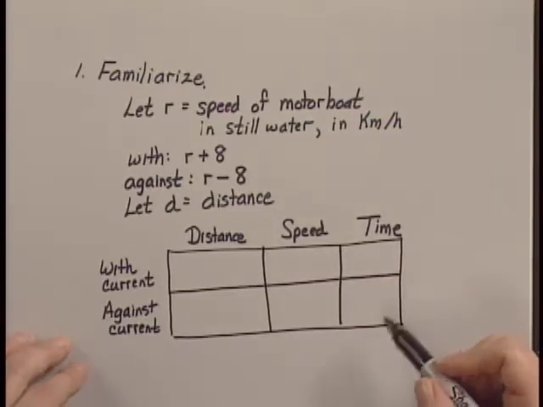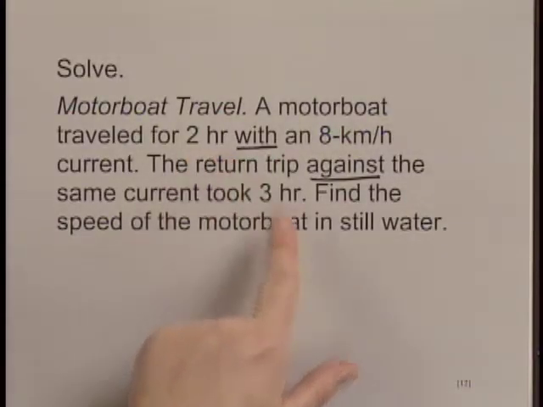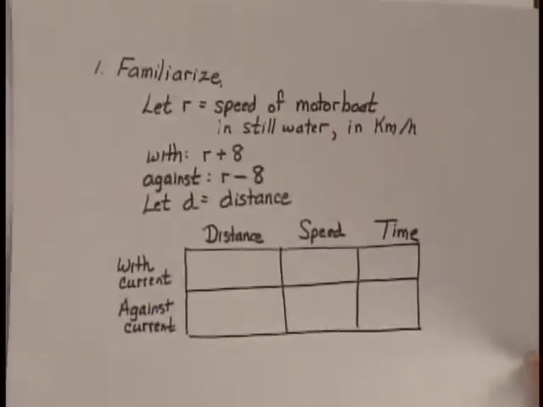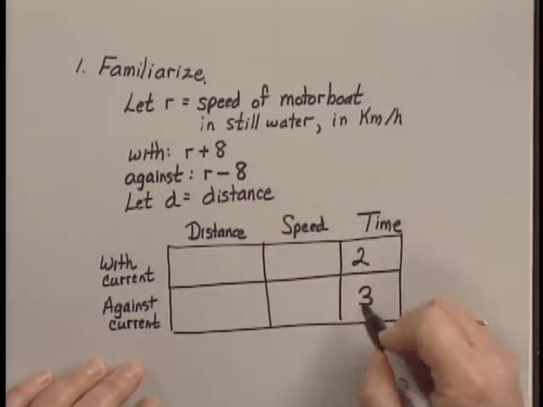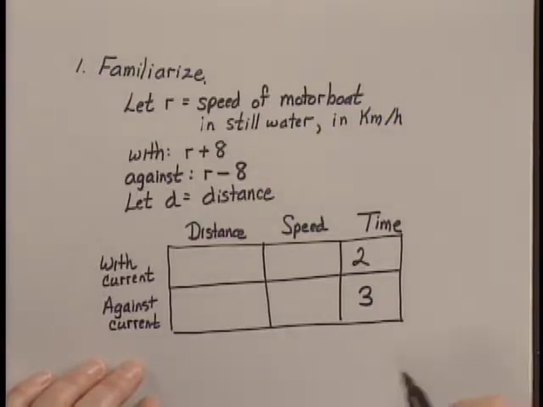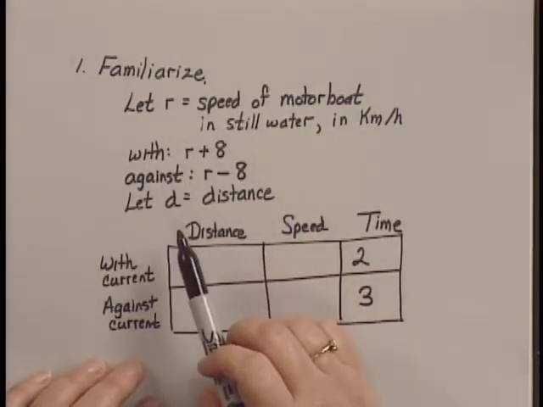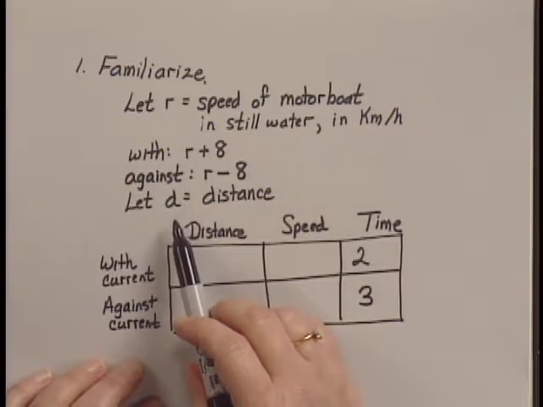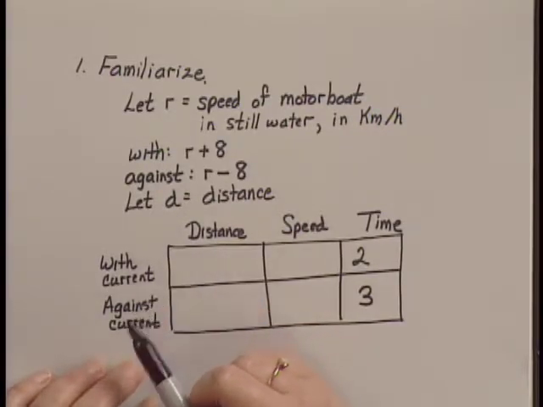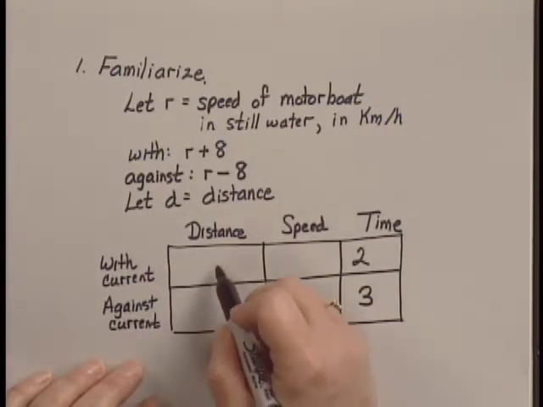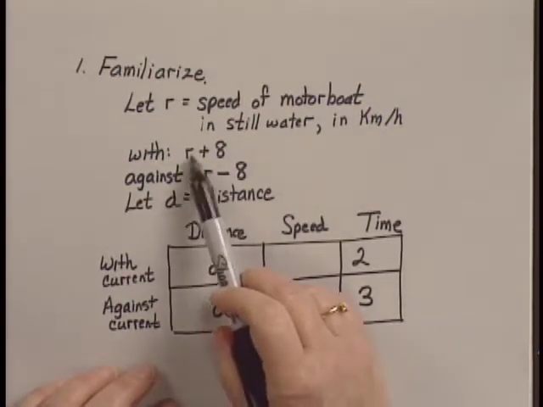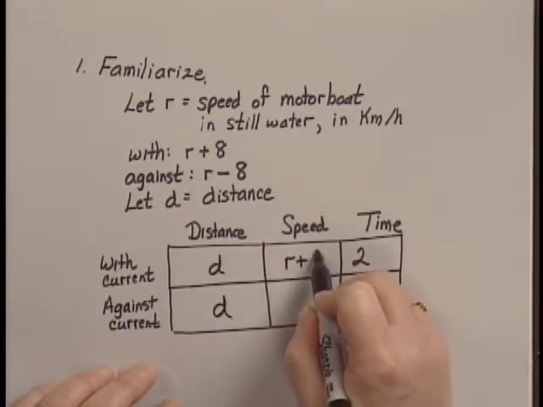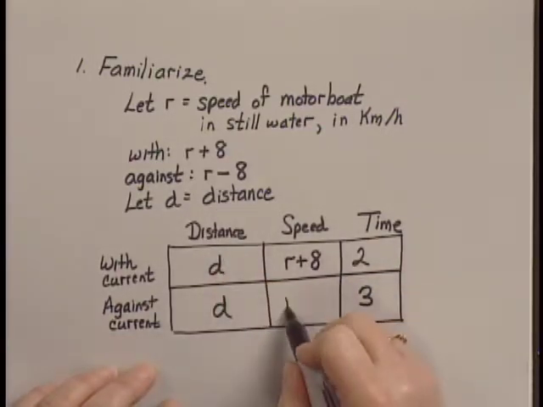And then let's fill in what we know. Well, we're given the times. If we look back at the problem, we see that the motorboat traveled 2 hours with the current, 3 hours against the current. So let's fill in that. When we're familiarizing ourselves with the situation, we let D be the distance, and a key thing to note is that the distance is the same in both situations. So we'll let both of these be D. And then we saw that the speed with the current was R plus 8, and the speed against the current was R minus 8.